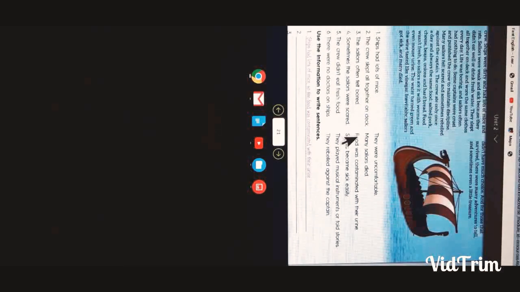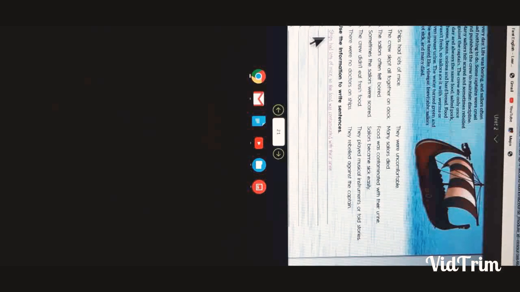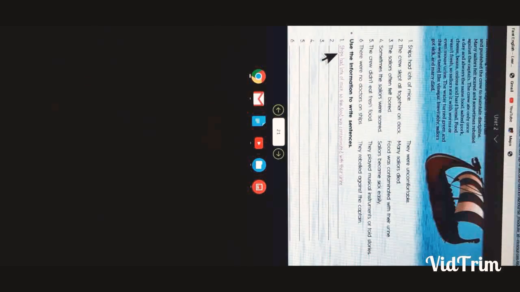What are we going to do? We have to connect the first sentence with the second idea. And as you can see here, you are going to write a sentence. Ships had a lot of mice, so the food was contaminated with their urine.